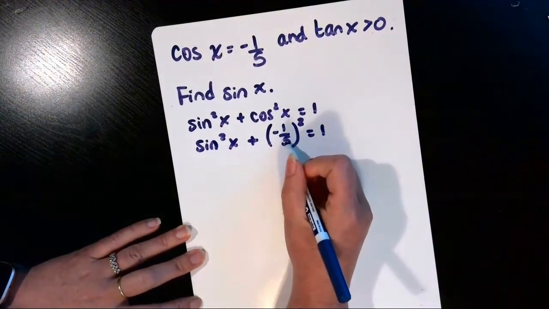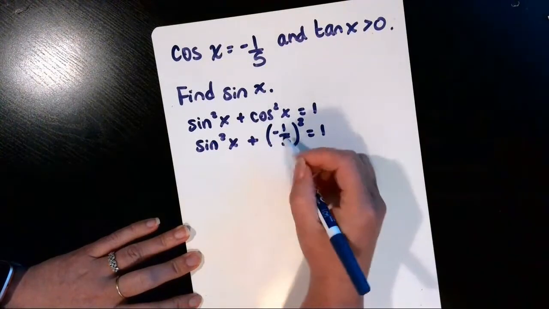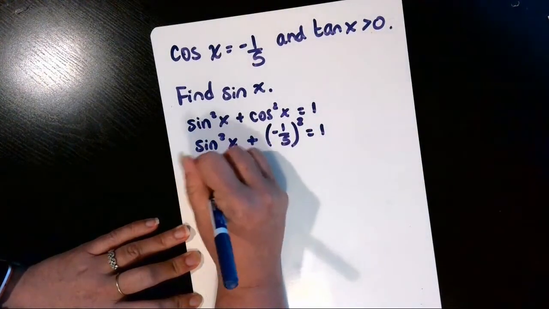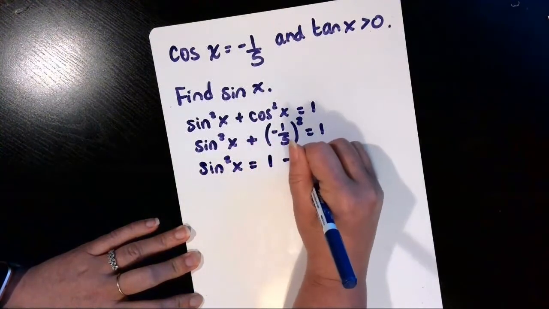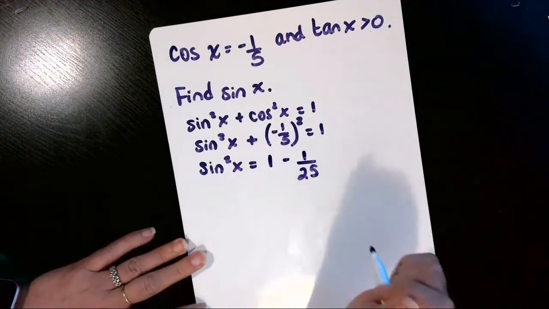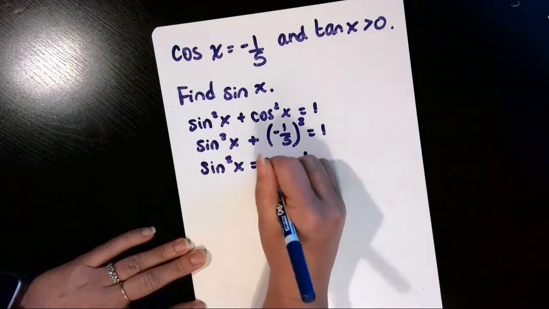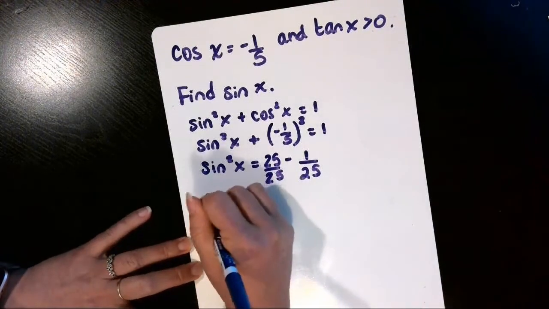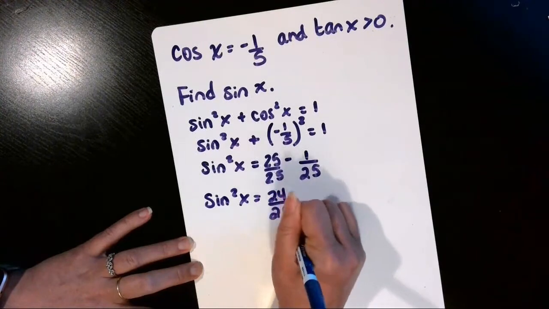So negative 1/5 times negative 1/5 is a positive 1 over 25. And we're going to subtract that to the other side so that we can get the sine squared x by itself. So that's going to be 1 minus 1 over 25. And then we need a common denominator in order to subtract these fractions on this side. So then the sine squared x is equal to 24 over 25.